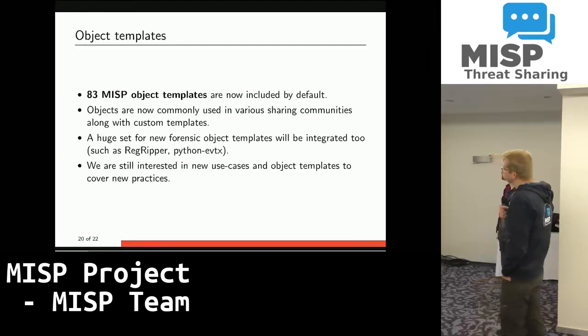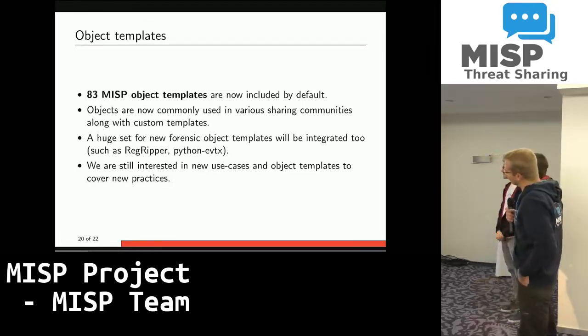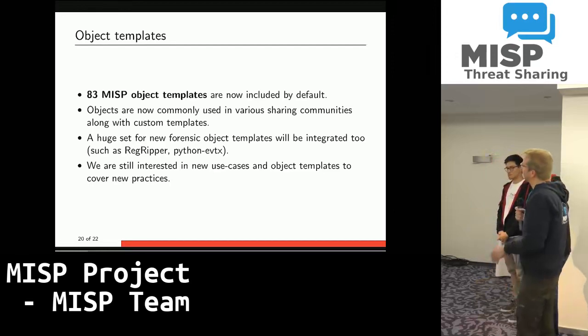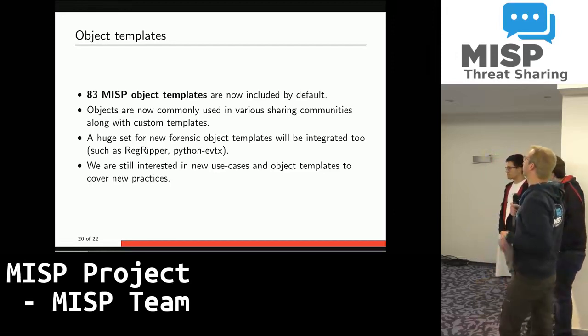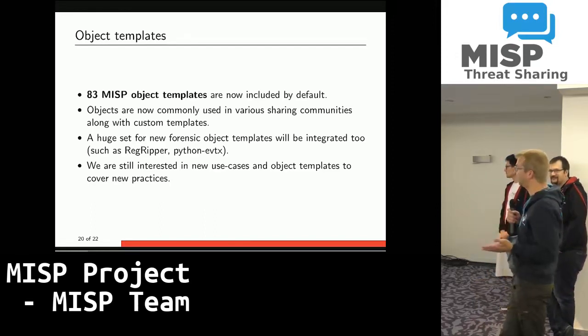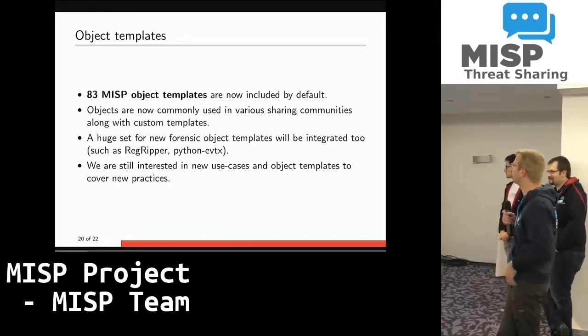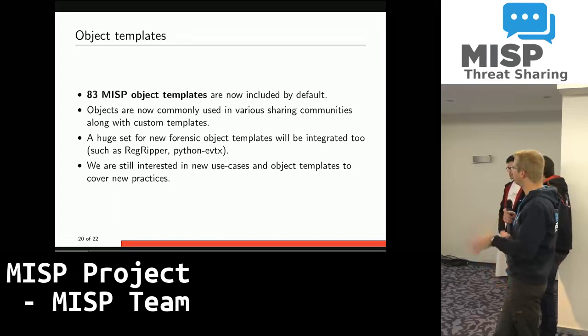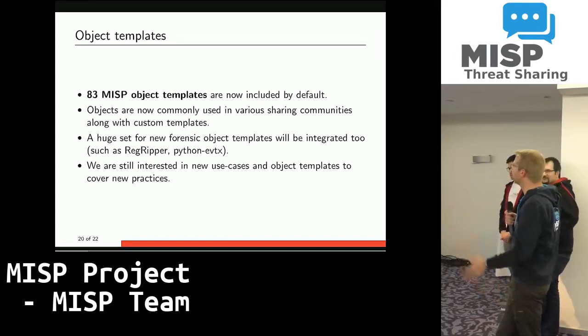Going a bit into the object aspect and the standardizations, in the past year we started with the object templating. Nowadays we have 83 MISP object templates. What we have seen is that at the beginning not everyone was using objects, but nowadays every new event that we get contains at least one object.